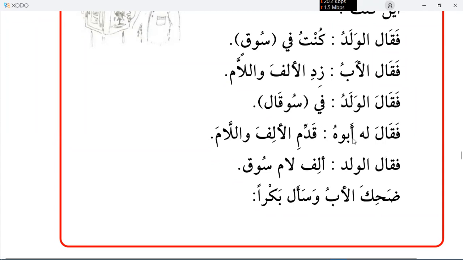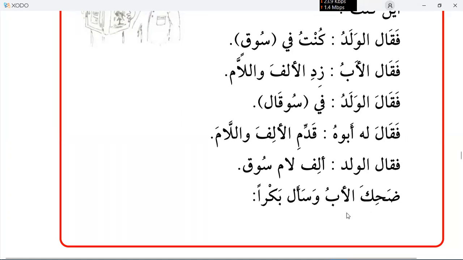Faqala lahu abuhu, his father said to him, qaddim al-alifa wal-lam, bring forward the alif and lam. So basically this means he made a grammatical mistake there. Now the father is asking him to bring forward alif and lam. Fakala al-walad, the boy said, alif, lam, suq. The father wanted him to say as-suq, but he did not understand him. So instead of saying as-suq, he said alif, lam, and souk, market.